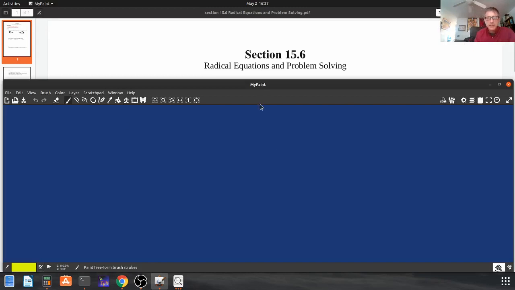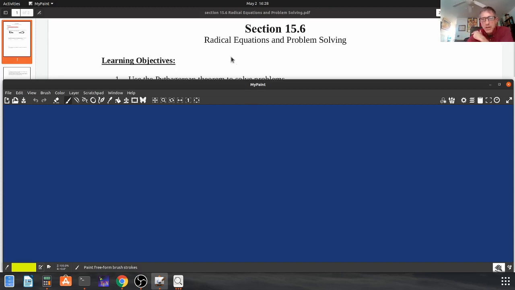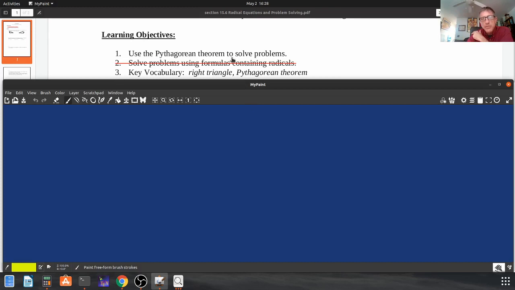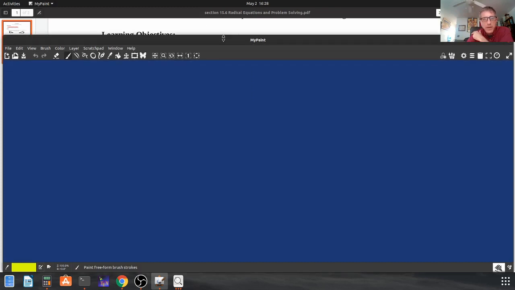So we're ready to start section 15.6. We actually do skip, it's not an error, we do skip section 15.5. You'll get to do that when you get into intermediate algebra. But basically our learning objective is to use the Pythagorean theorem to solve problems. So this is just a reminder.